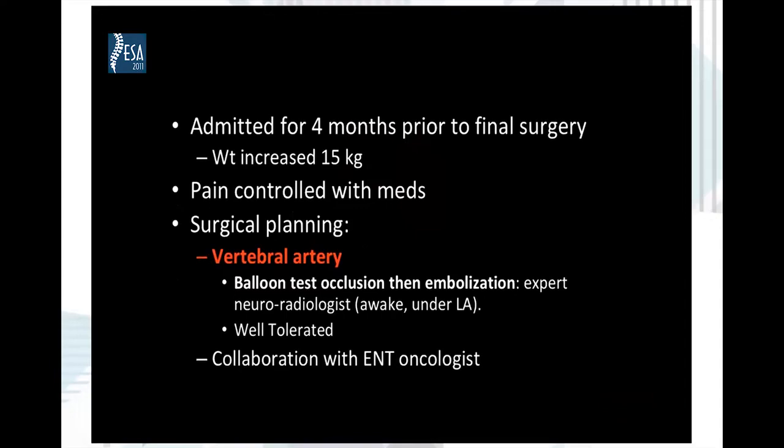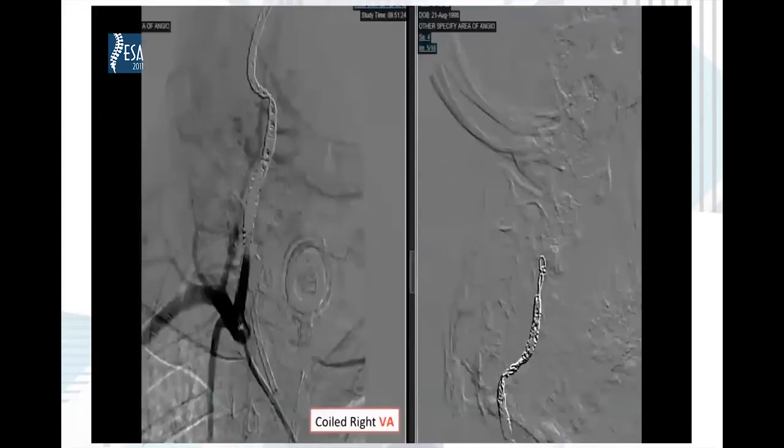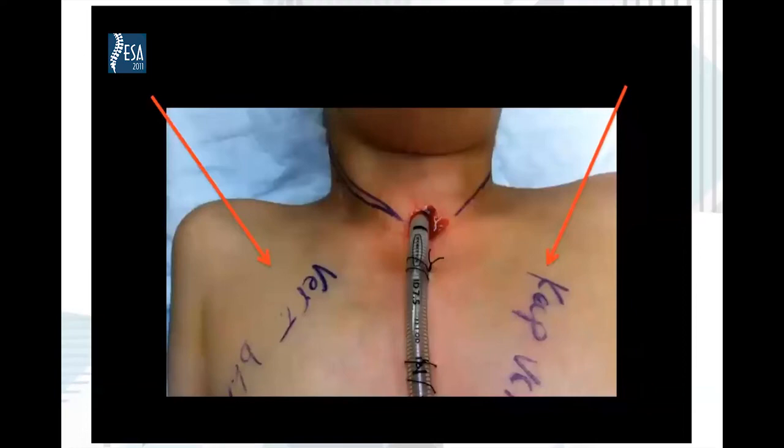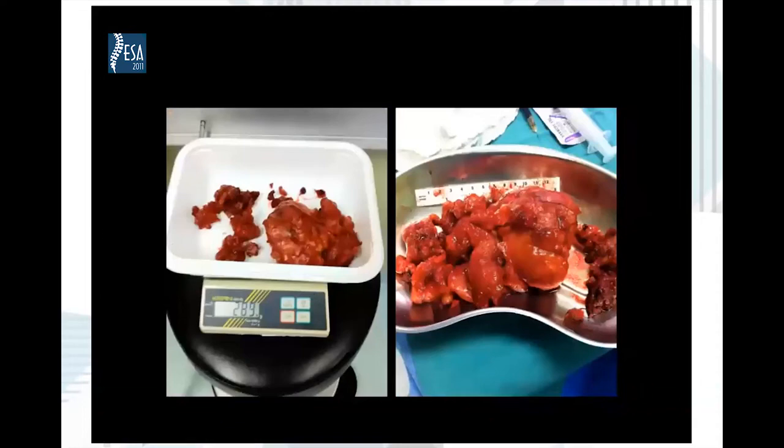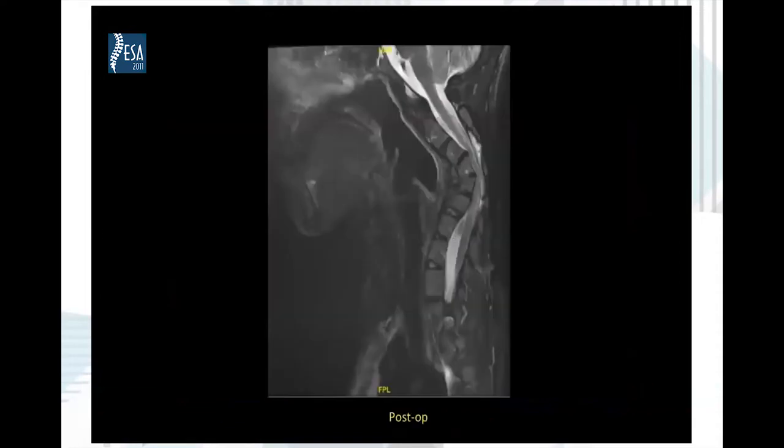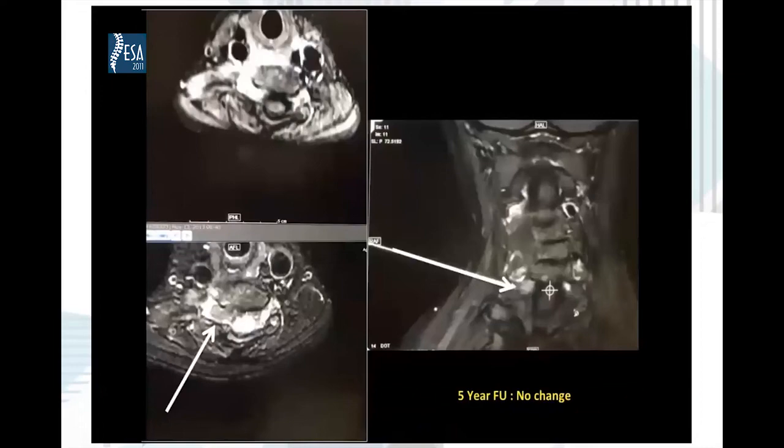her pain, and with the surgical planning, we planned first balloon test occlusion of the vertebral artery with Dr. Riyad Al-Aqeli, who is an expert neuroradiologist. The balloon test occlusion was performed, she tolerated it, and he performed total occlusion of the artery. And then with the help of an ENT surgeon, we performed a tracheostomy and did resection of the tumor, with only minimal residual left, and she's been doing well since then.